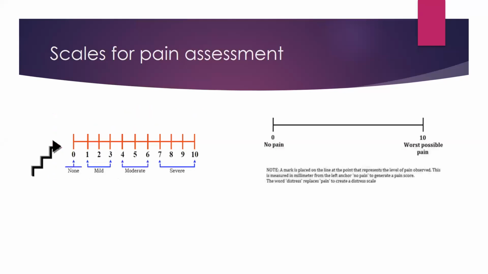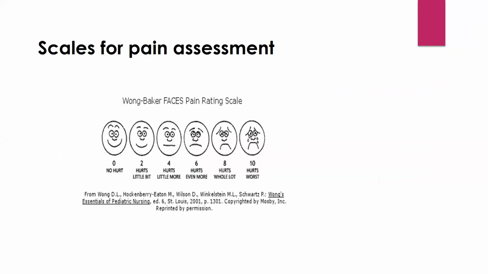Some of the scales we have is the numerical rating scale, which is a scale of 0 to 10, where 0 is no pain and 10 is the worst possible pain. On the right side of your screen is the visual analog scale, which again is a 10-point line with 0 meaning no pain and worst being the worst possible pain. For the visual analog scale, the patient will choose a point on the scale, whether their pain is closer to 0 or to 10. The numerical one now has given it value. So 1 to 3 is mild, 4 to 6 is moderate, 7 to 10 is severe.